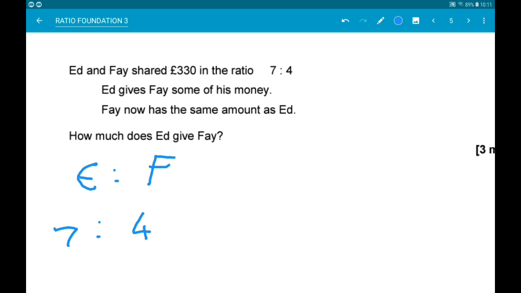But there we go. Okay, so first of all we need to split 330 in the ratio 7 to 4. So 7 add 4 is 11. 330 divided by 11, well, 33 divided by 11 is 3, so 330 divided by 11 is going to be 30.